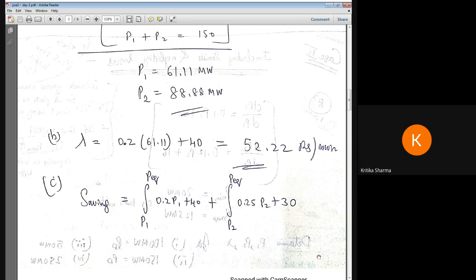When lambda is equal to incremental fuel cost, that is optimal load sharing. What is equal load sharing? In this problem, you are given the demand. What is the load demand?